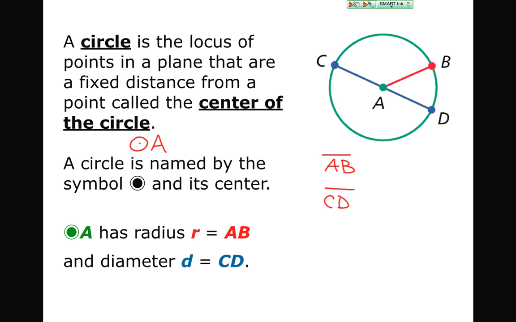If a radius goes just from the center to the circle and the diameter goes all the way across the circle, what's the relationship in their lengths? The radius is half of the diameter, correct? The diameter is twice the radius. So you'll be doing some going back and forth between those different measurements. Got definitions down?